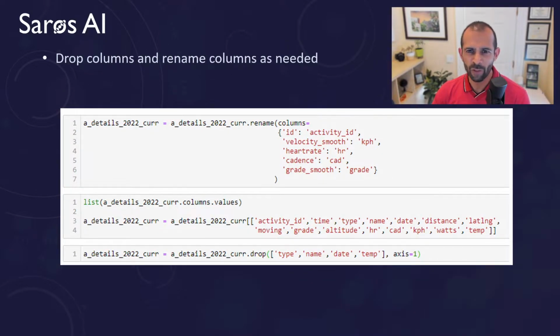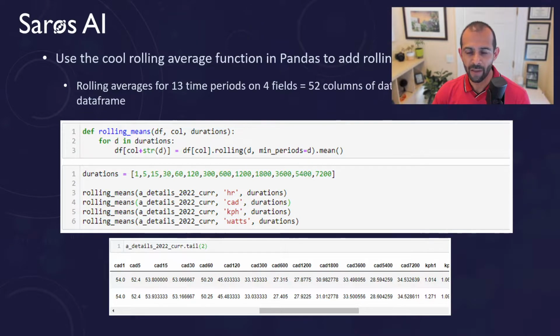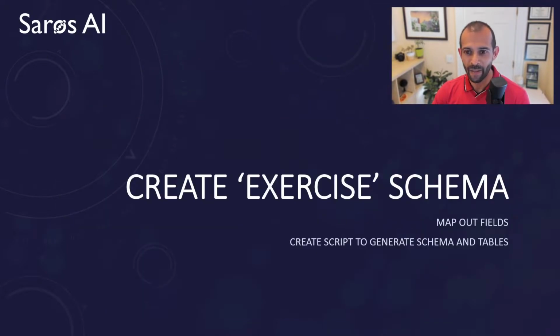I dropped and renamed columns as needed. Another cool function in Pandas was to add a rolling average. So I added a rolling average for 13 different time periods on 4 fields, which was 52 columns worth of data. Then I created the schema in MySQL.